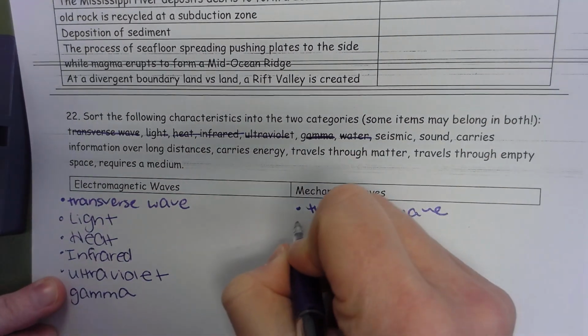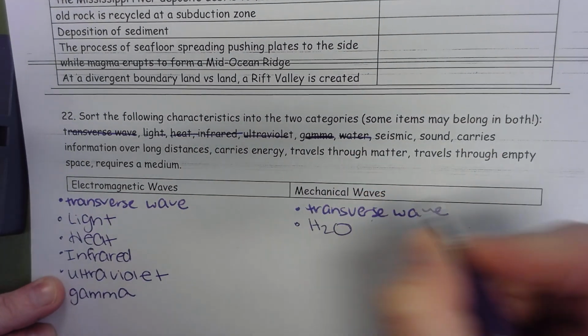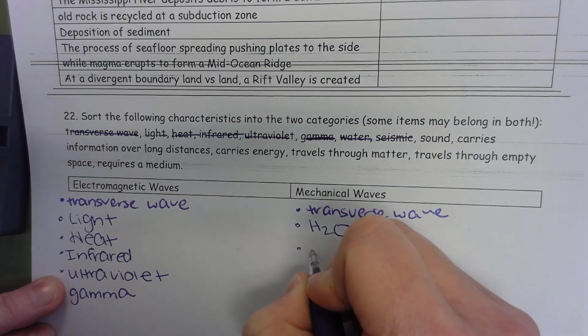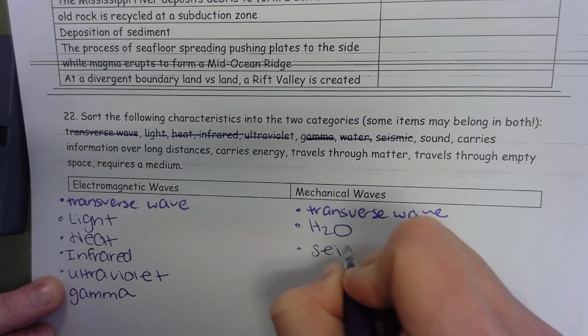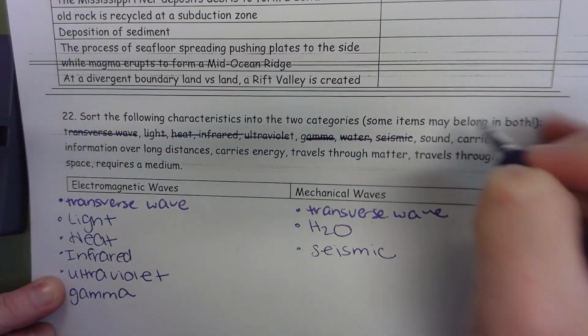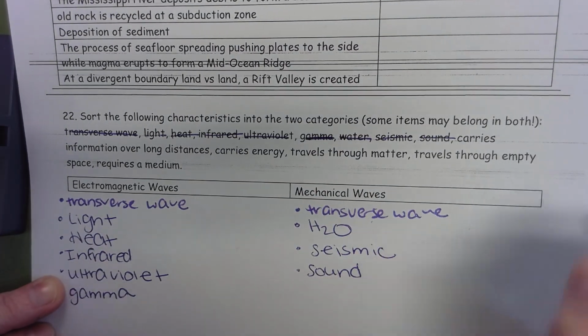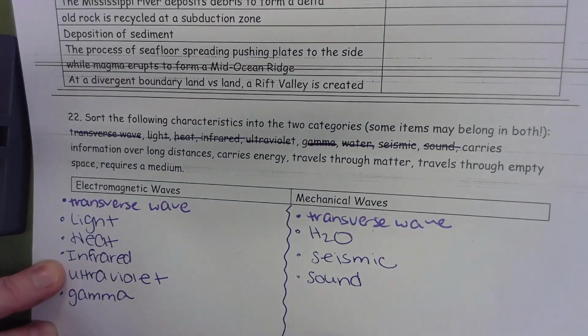Water waves, we know those are mechanical. Seismic waves, those are going to be the waves associated with earthquakes, are also mechanical. Sound waves are mechanical. To make our little division here.